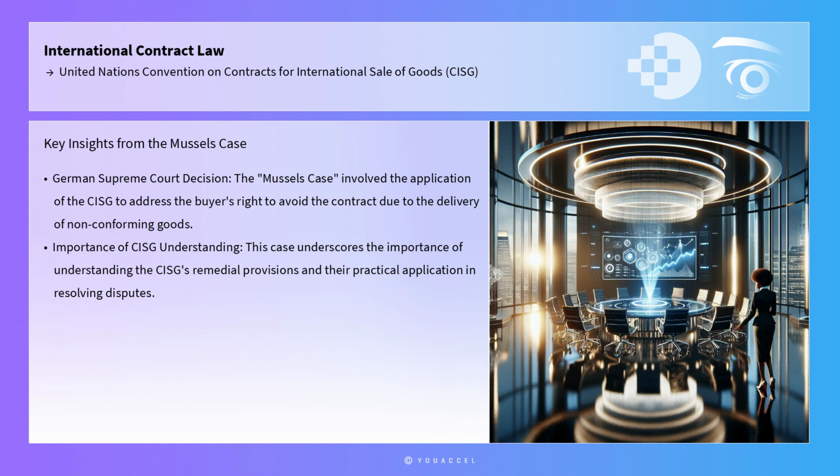An illustrative case is the German Supreme Court's decision in the Mussels case, where the court applied the CISG to determine the buyer's right to avoid the contract due to the delivery of non-conforming goods. This case underscores the importance of understanding the CISG's remedial provisions and their practical application in resolving disputes.